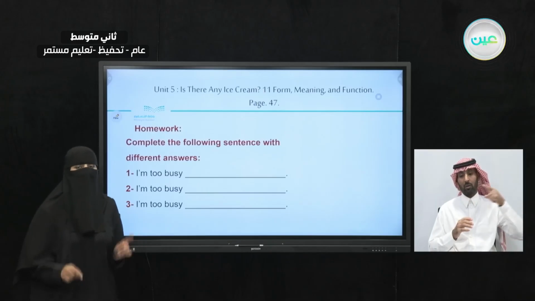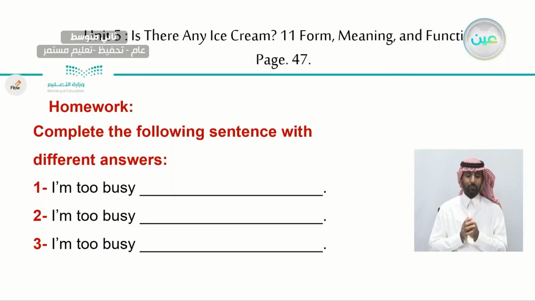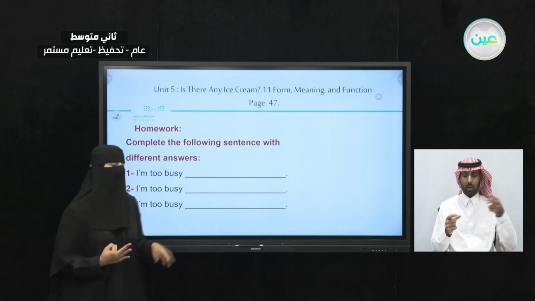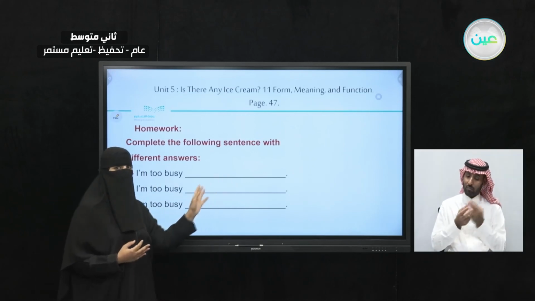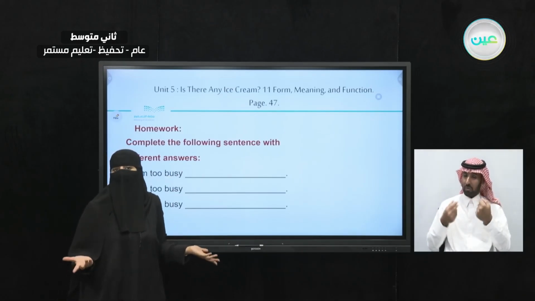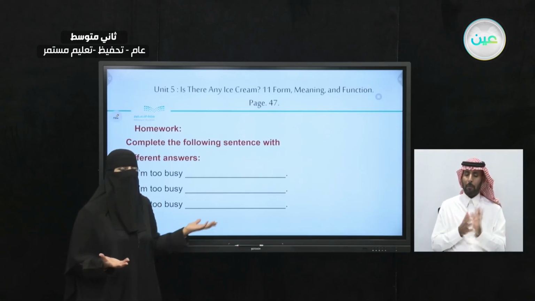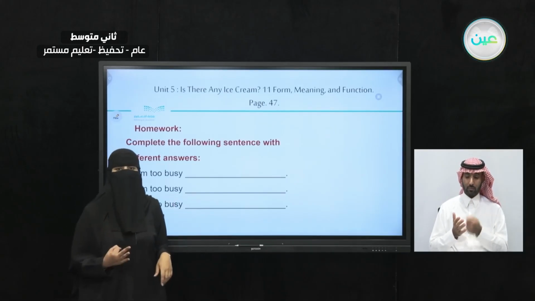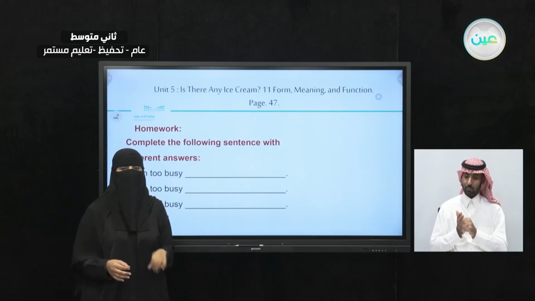What are you going to do for your homework? We're going to complete the following sentences with different answers. Here we have these three sentences. I'm too busy to what? I'm too busy to something. So I want you to write three different answers. You can write anything you like. So too busy to watch TV, too busy to what? What do you think is a pastime activity that you're too busy to do? So here you can write three different answers, and we are going to check these answers in the next lesson.